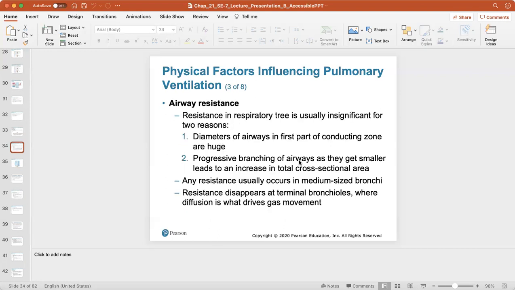Airway resistance in the respiratory tree is usually insignificant for two reasons. The diameters of your airways in the first part of the conducting zone are incredibly huge, and progressive branching of your airways all gets smaller, which leads to an increase in total cross-sectional area. So any resistance in the airways usually occurs in medium-sized bronchi, and resistance will disappear at terminal bronchioles, where diffusion is what drives the gas movement.